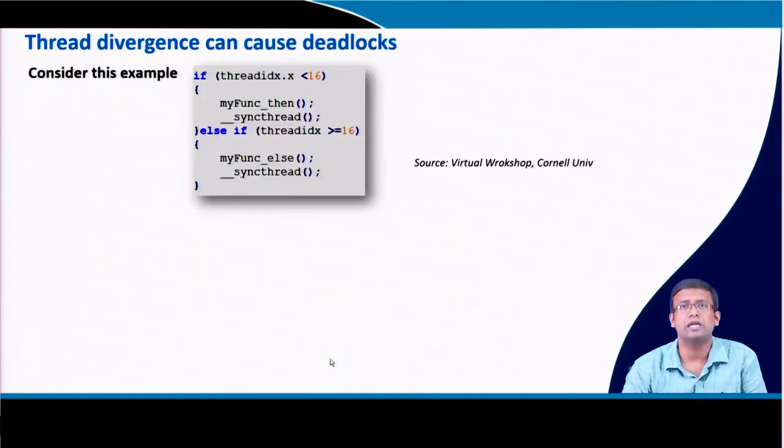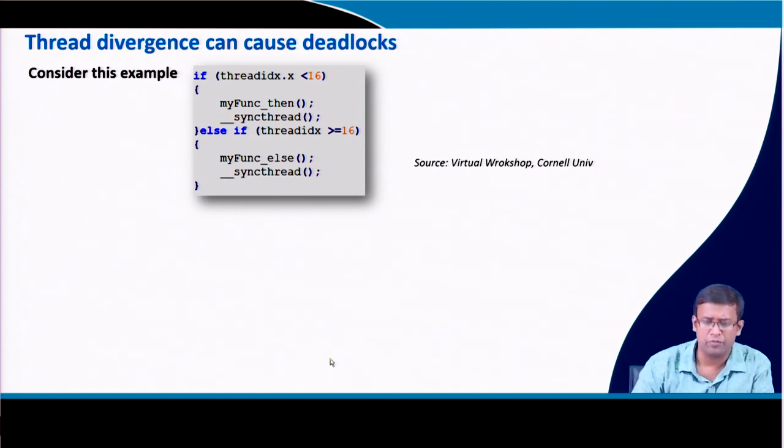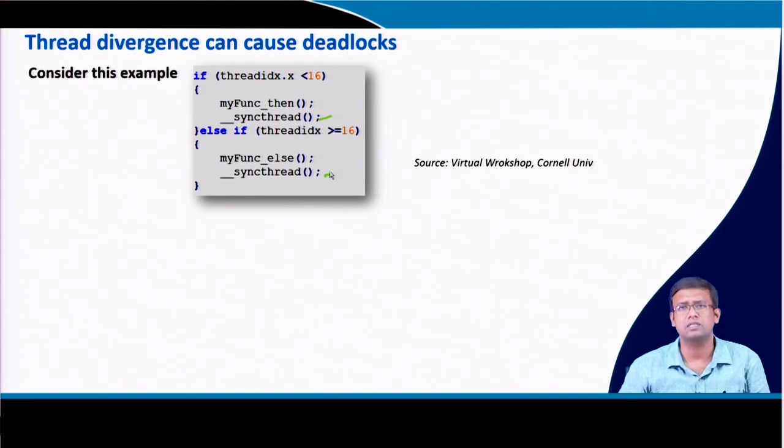So, that is how thread divergence has to be avoided. In some cases it can cause deadlock. Say we write that threads with thread ID less than 16 run some function, and thread ID greater than or equal to 16 run some other function, and put a sync thread in this. What does a sync thread do? Sync thread is a synchronization or barrier state. It will not allow the threads to do anything else till all other threads in the block have reached this point.